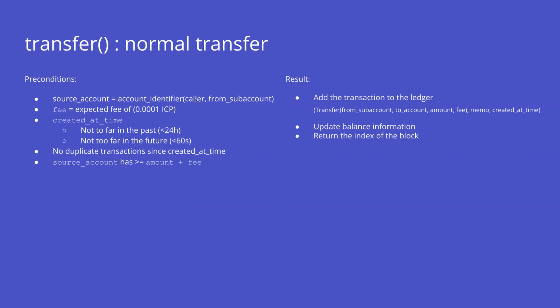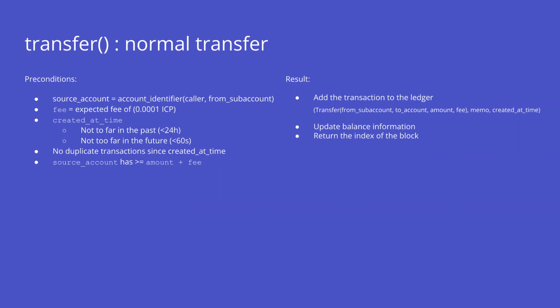For a normal transfer function, the fee always has to be this 0.0001 ICP. If you use a different fee amount, the transfer will fail. The created at time parameter has to be not too far in the past, less than a day, and not too far in the future, only 1 minute compared to the canister time. It checks that there are no duplicate transactions, so you don't accidentally send the same transaction twice. And of course, the source account has to have the right amount of ICP in it.